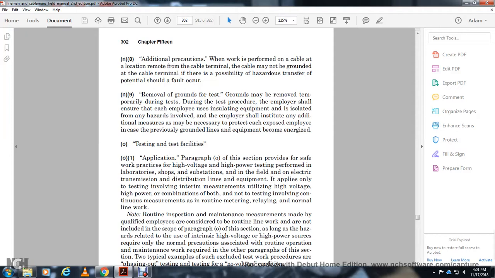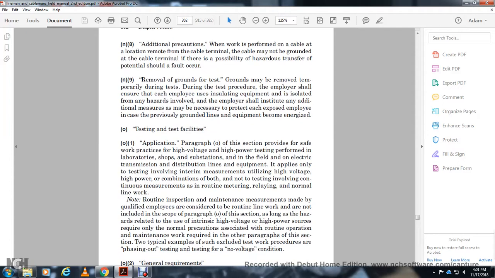Testing and test facilities. The application paragraph of this section provides safe work practices for high-voltage, high-power testing performed in laboratories, shops, substations, and in the field on electrical transmission and distribution lines and equipment. It applies only to testing involving the intermittent use of high-voltage, high-power sources, and not to the continuous measurement of routine metering, relay, and normal line work.